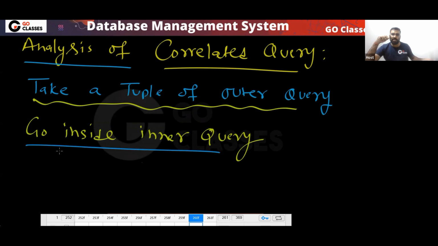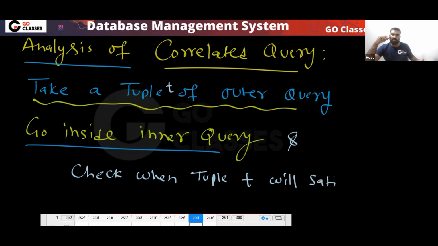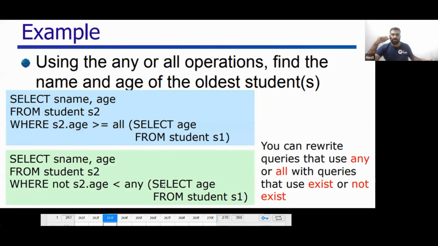So take a tuple of the outer query, go inside the inner query and check when this tuple T will satisfy. Is this clear? Check when the tuple T will satisfy and when not. Isn't it simple? Basically, take a tuple and go and ask. Yes or no? So, like this you can do. You can just check it out.